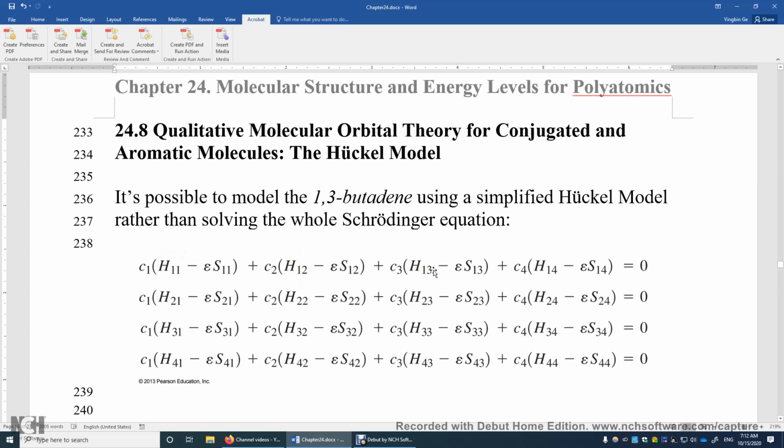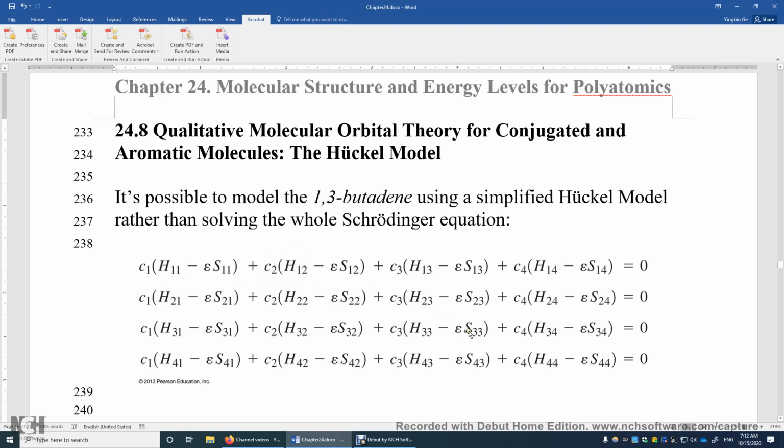H13 in 1,3-butadiene, this gives you the interaction between the 2p orbital on carbon 1 and the 2p orbital on carbon 3. I would say this is just 0 or negligible. Between carbon 1 and carbon 4, it's roughly 0. So this H14 is even smaller than this H13 because the distance between carbon 1 and carbon 4 is longer than the distance between carbon 1 and carbon 3. So only here H12 is roughly 10%, between 5% to 15% of H11.